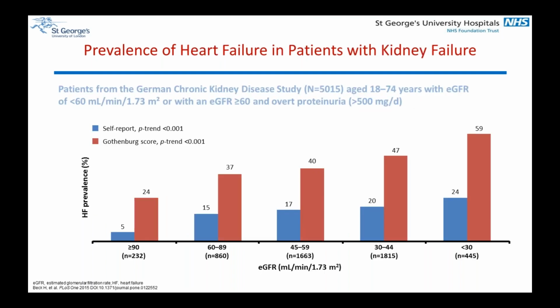Now, looking at the patient population from the other side, how common is heart failure in patients with chronic kidney disease? And this is the data from a large German study with 5,000 patients, looking at a tool they used called the Gothenburg score as the prevalence of heart failure as the GFR goes from more than 90 to less than 30. And then you can see that as the GFR goes down, the heart failure as estimated by this score goes up quite a lot. And with a GFR of less than 30, you're talking about 50% of the patients having heart failure, either systolic or diastolic.